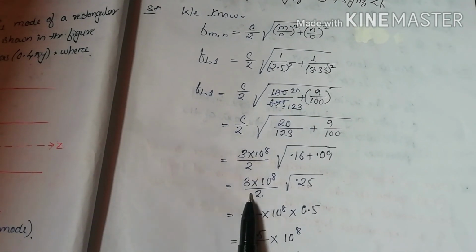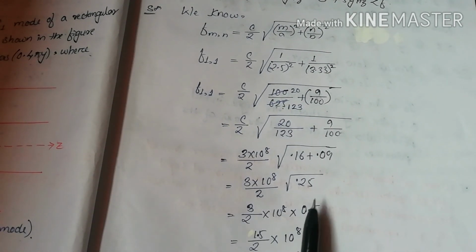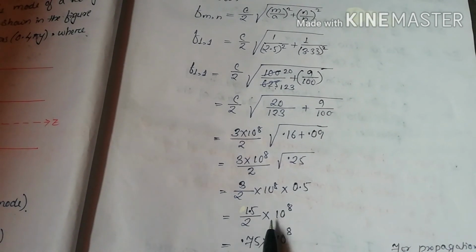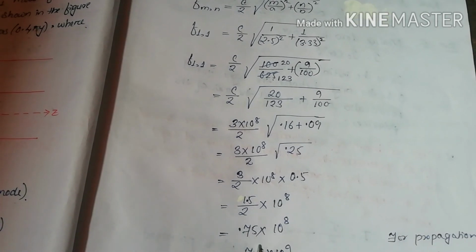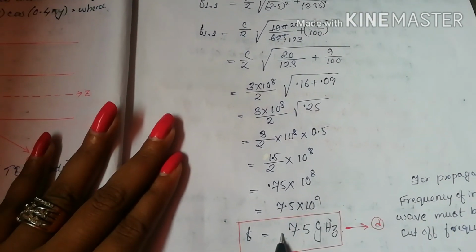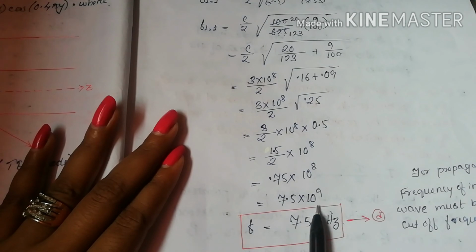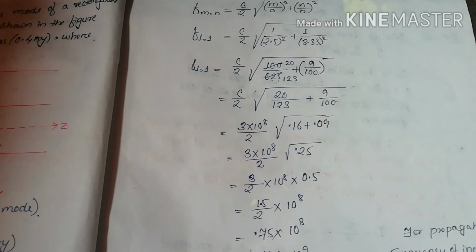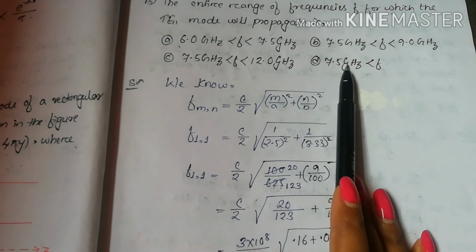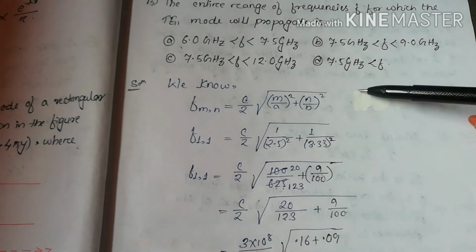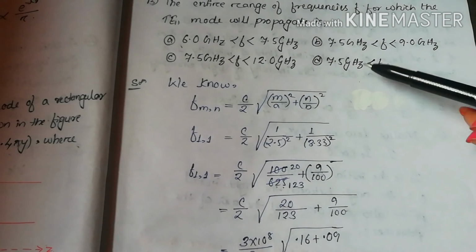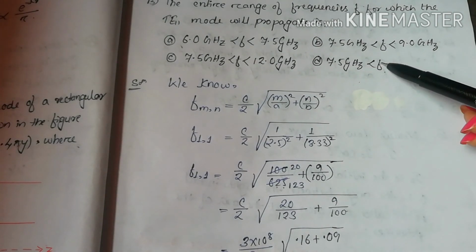So the root of 0.25 will give you 0.5, and 3 into 0.5 is 1.5 by 2 into 10 to the power 8, which gives you 0.75 into 10 to the power 8. So f finally is 7.5 into 10 to the power 9, which is 7.5 gigahertz. Okay, so this is the cutoff frequency. So our correct option is option D, that for propagation, the frequency of the incident wave must be greater than 7.5 gigahertz. So the correct option is option D.